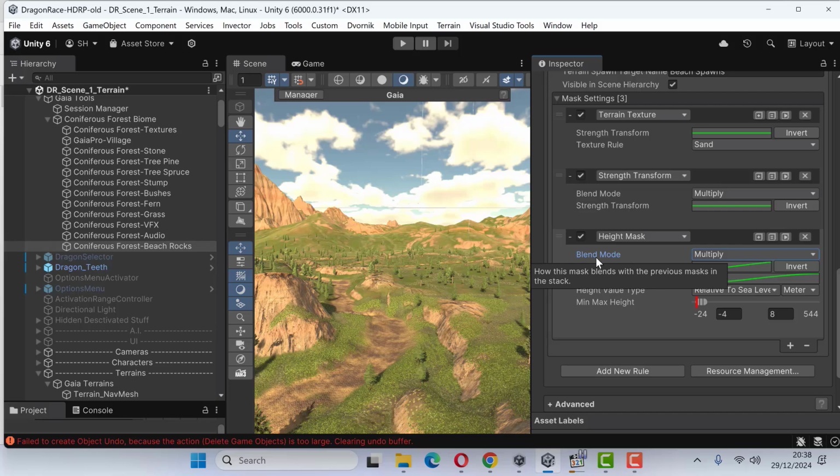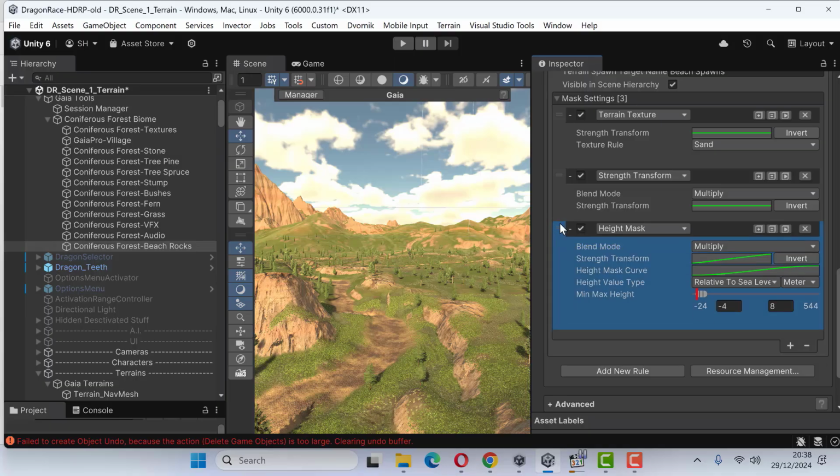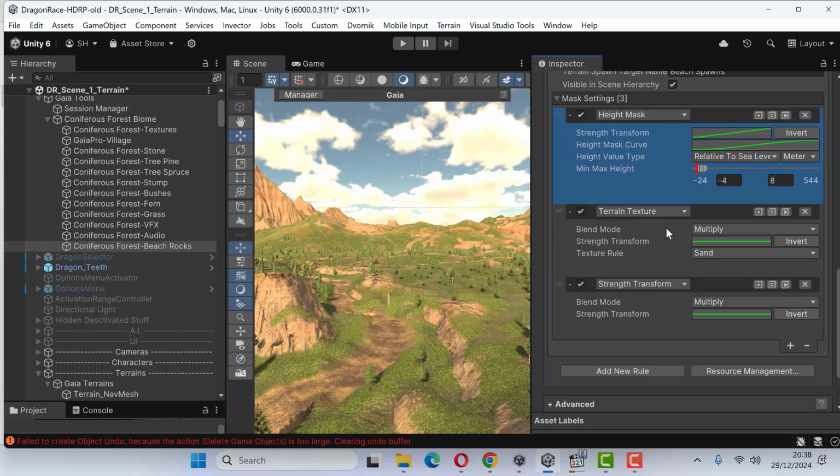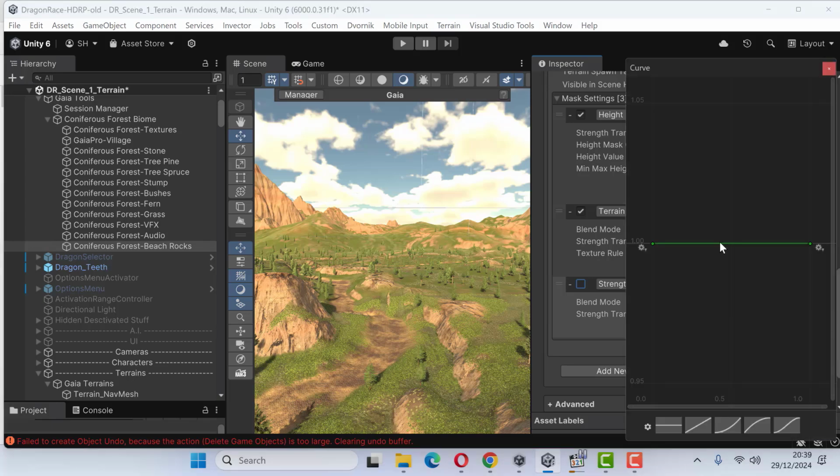So I wonder if it's an order thing. Or that dragging the height up to the top is going to make a difference. The strength, what's the strength one? Let's just deal with one at a time. Let's see if we can just get it to spawn on the sand at full strength.